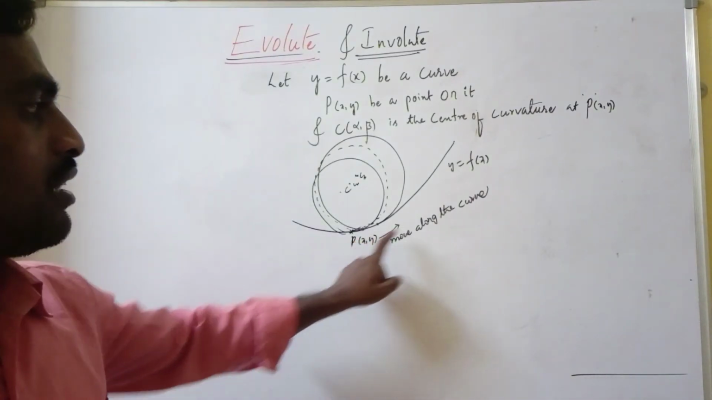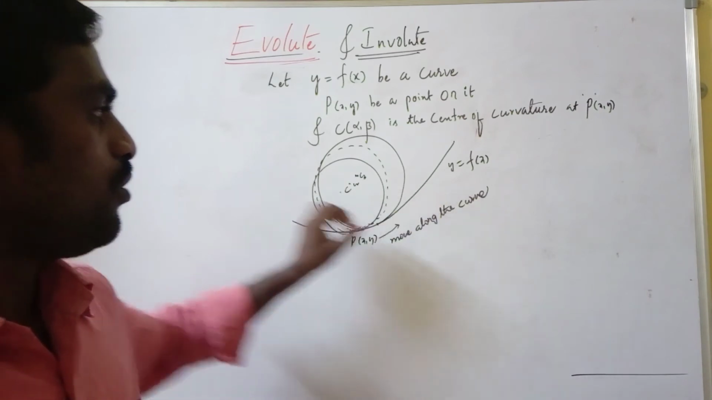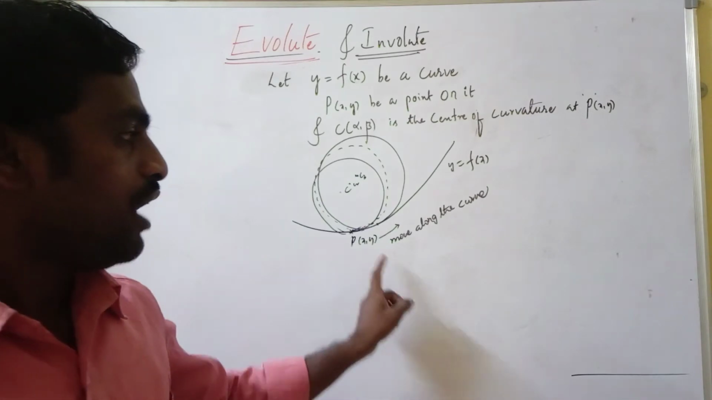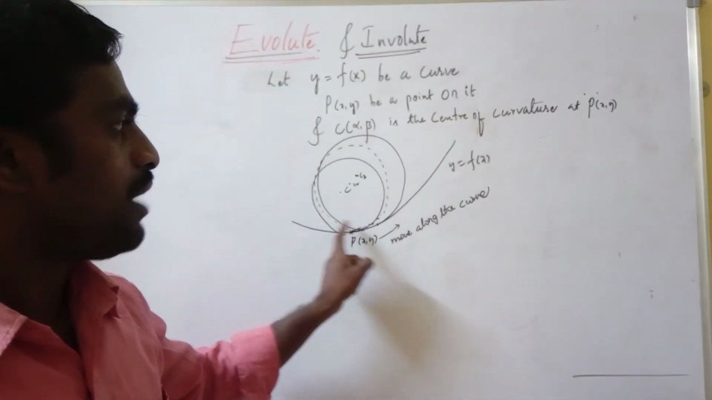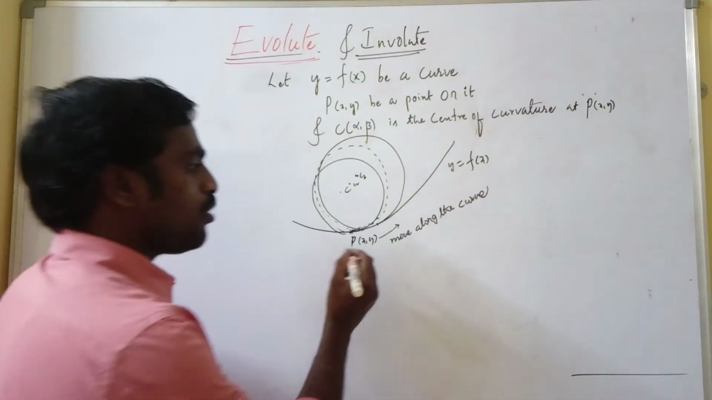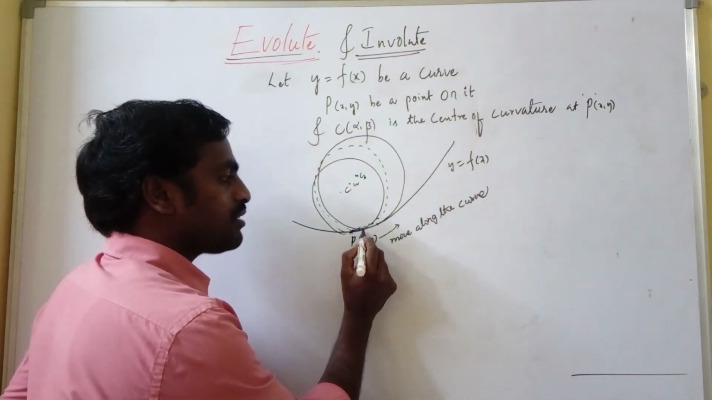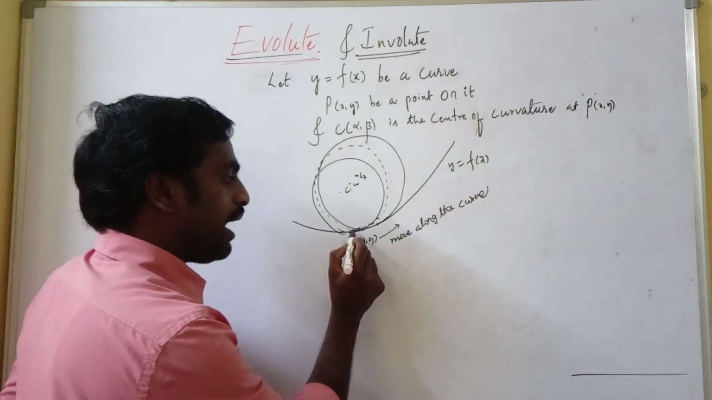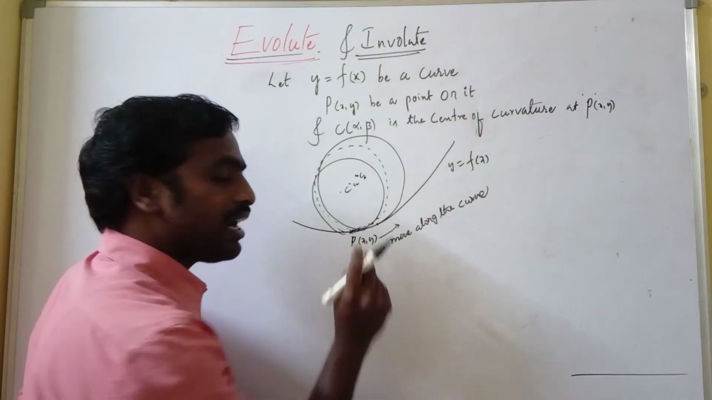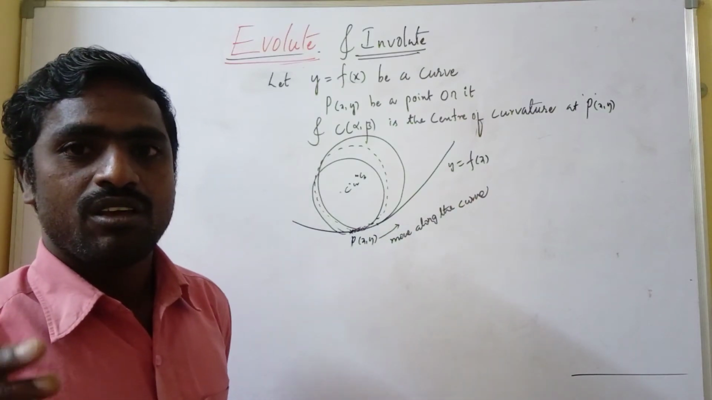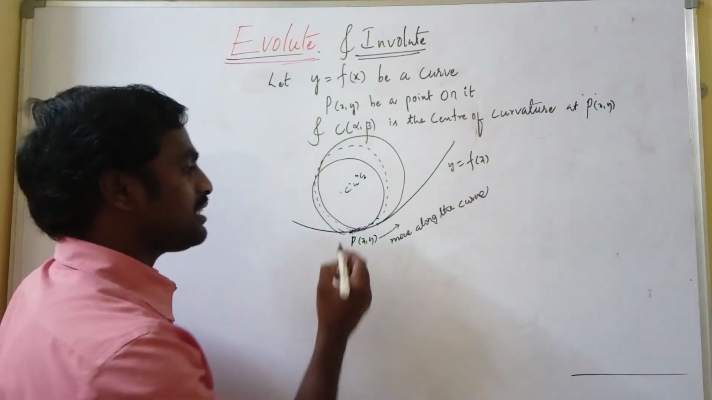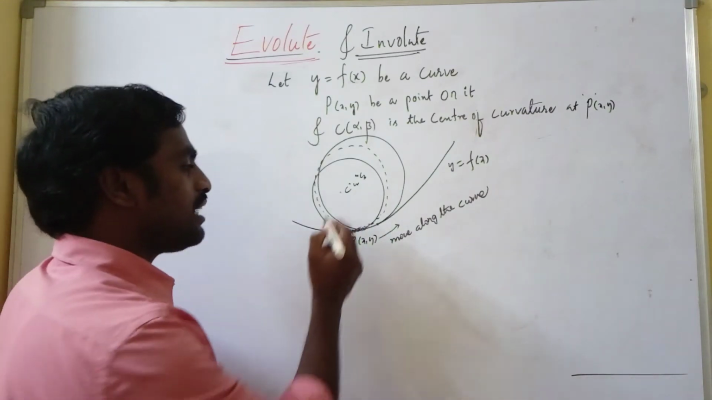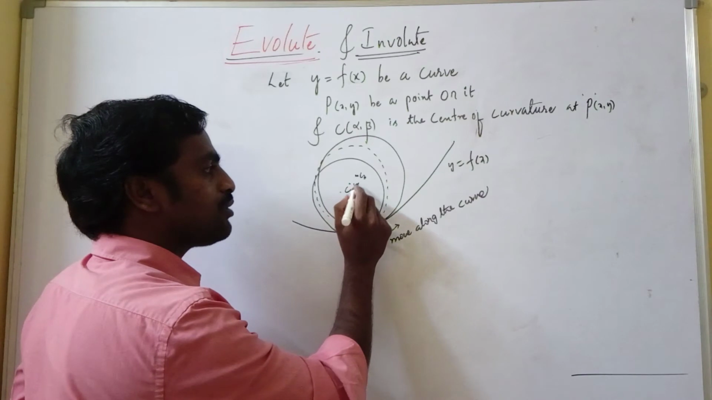If P moves along this curve, the center of curvature also changes. So as P moves along the curve, we obtain different circles. Along the curve, we get an infinite number of points, and at each point we get a different circle. Each circle has a center, and I am indicating those centers as C1, C2, C3, C4.